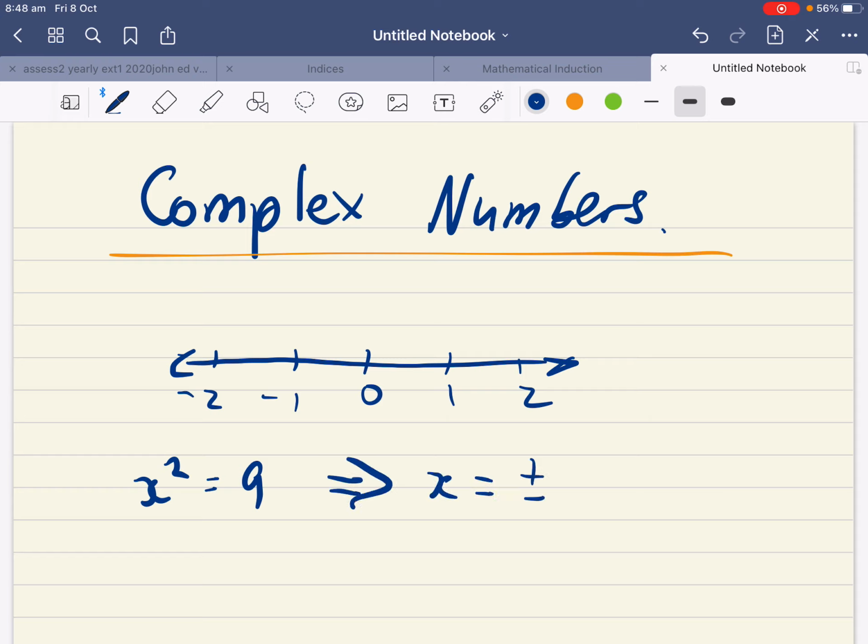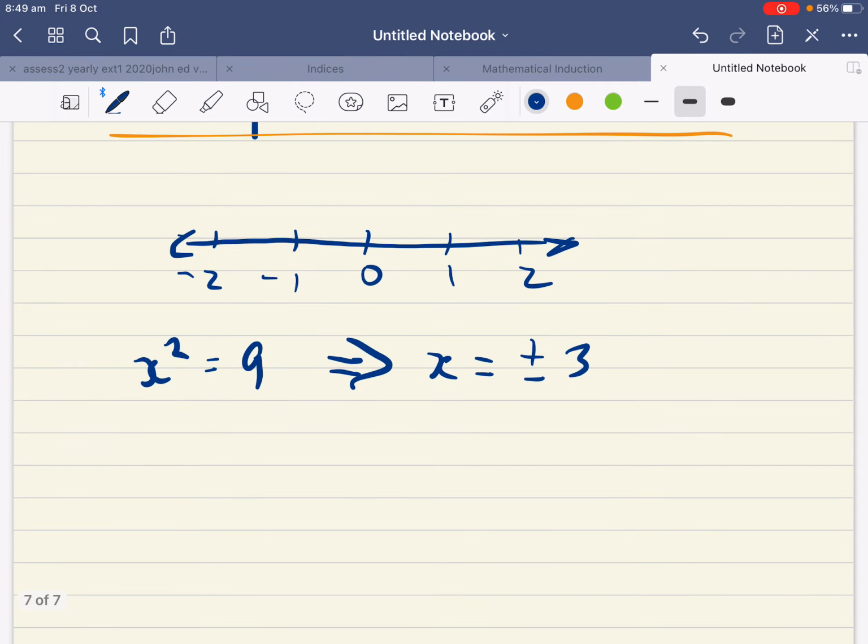x would be the two different values, plus or minus 3. Again, that's a real number. 3 and negative 3 are both numbers that we're familiar with and that we've been using previously. If I ask you to solve this one, x squared is equal to 5, for example, this also has solutions. Mind you, you might need to be in year 8 before you start really seeing square roots. But it'll still have two solutions, plus or minus the square root of 5.